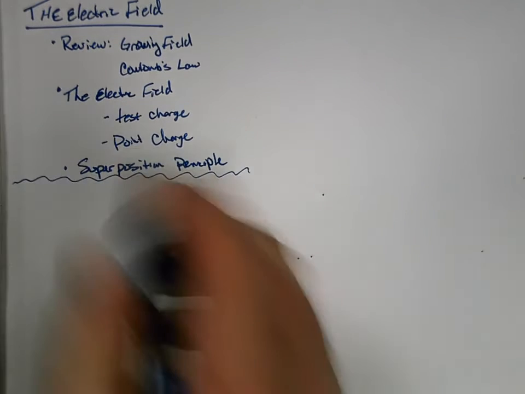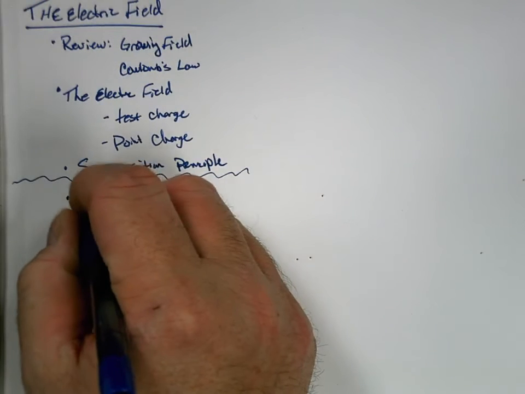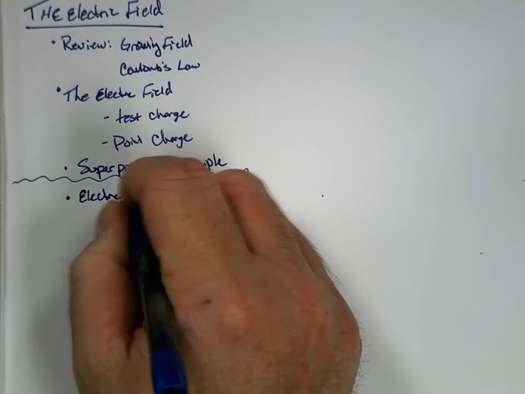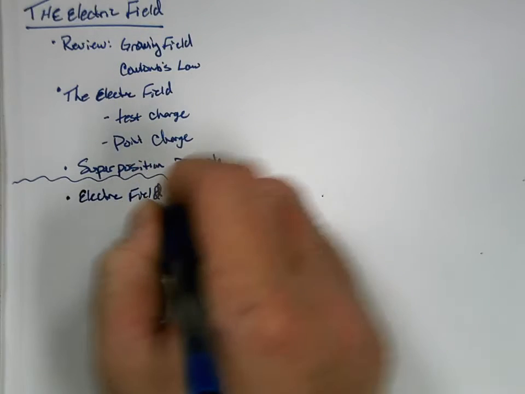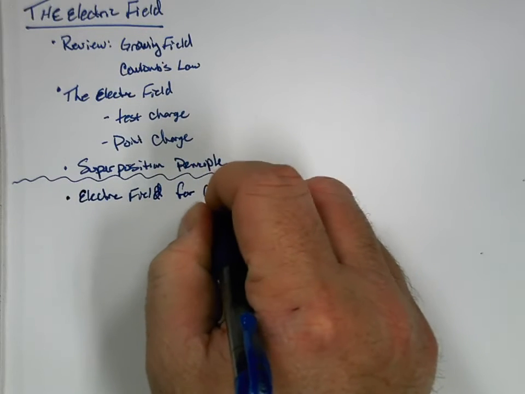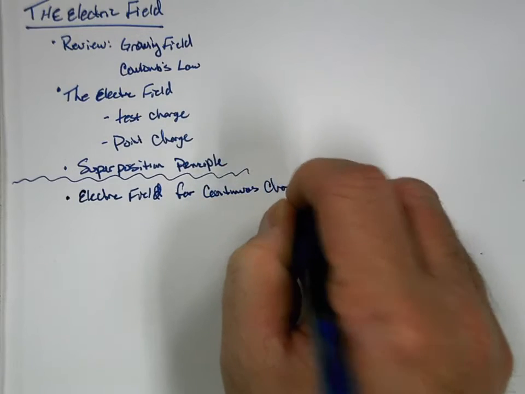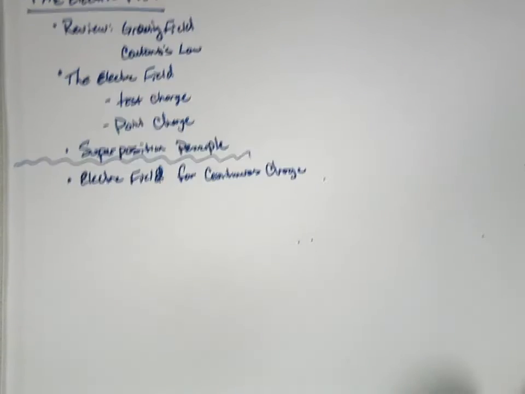And then we'll get into the electric field for, in fact, I should have put that above the line, the electric field for objects of continuous charge. Okay, and that's where we'll finish for today.